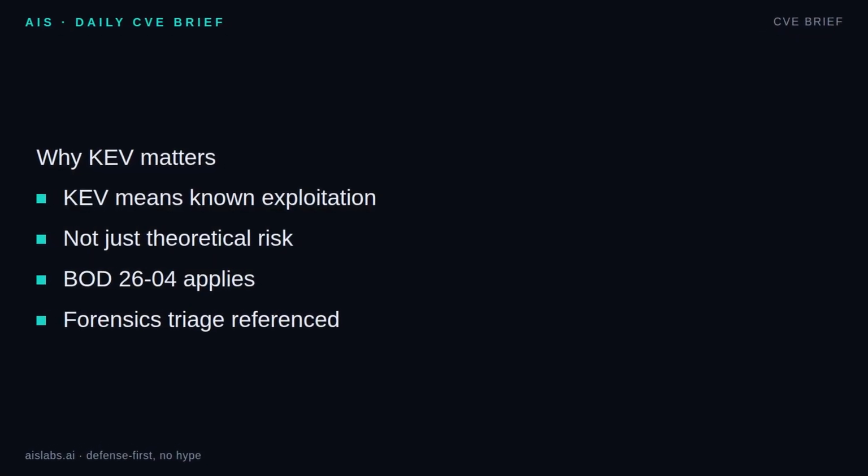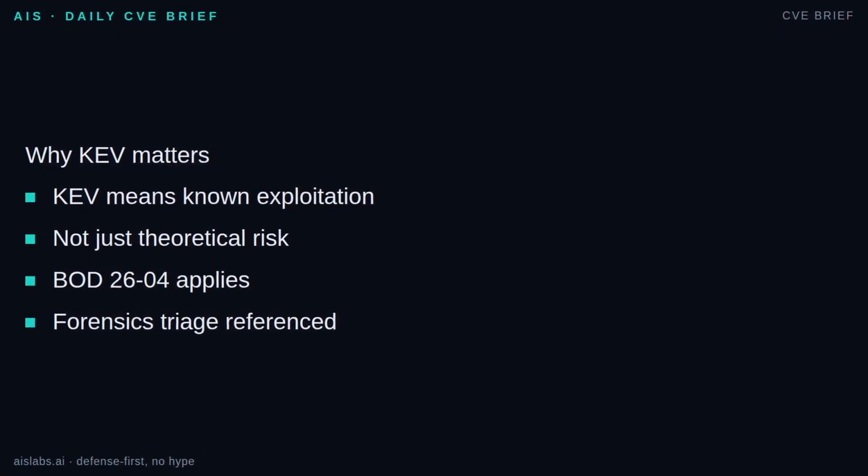CISA KEV membership is the key signal here. CISA does not add a vulnerability to KEV because it is interesting on paper. The catalog is for vulnerabilities known to be exploited in the wild. That means defenders should treat this as active operational risk, even though the EPSS value shown here is 0.000 and the percentile is 0.00. EPSS is a forecast. KEV is a confirmation signal from CISA.